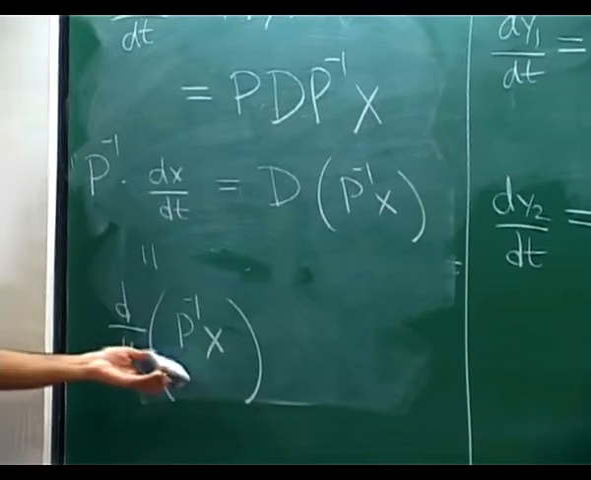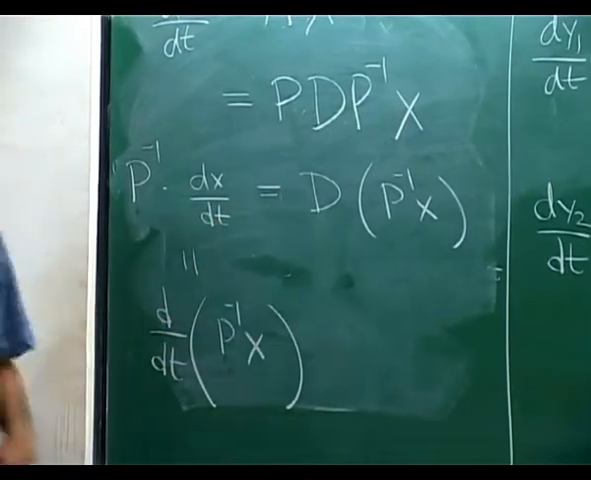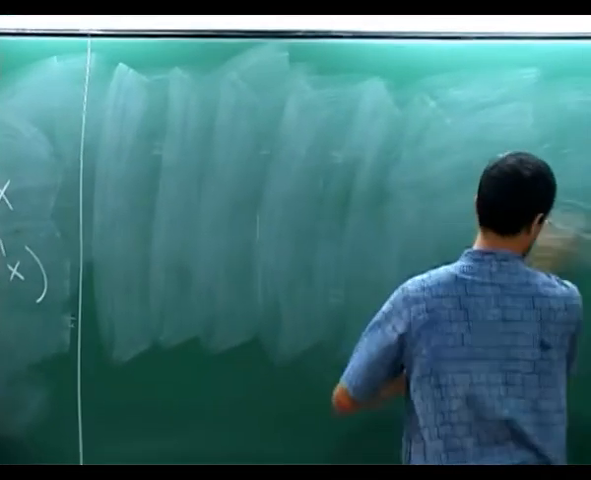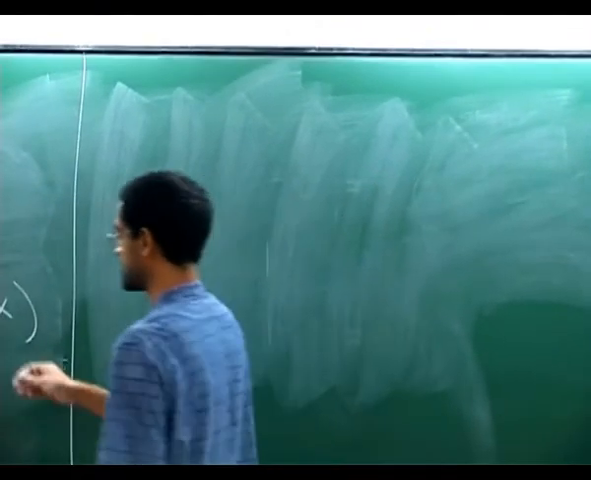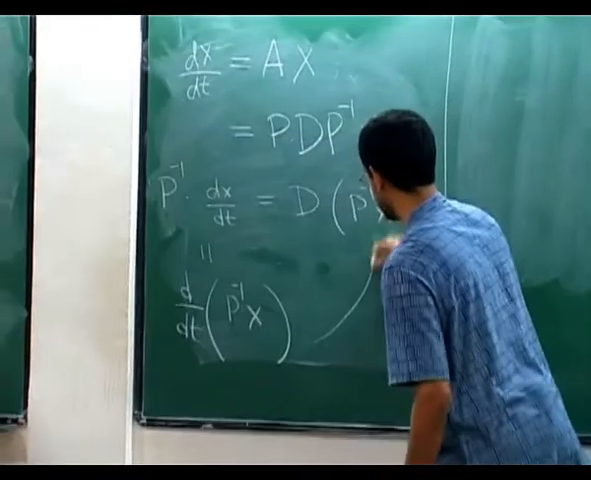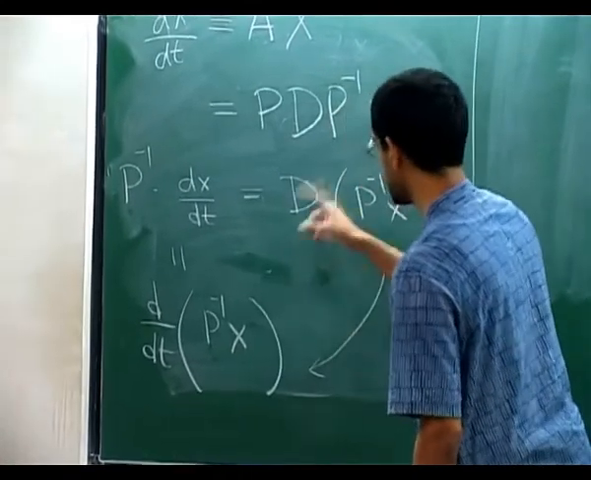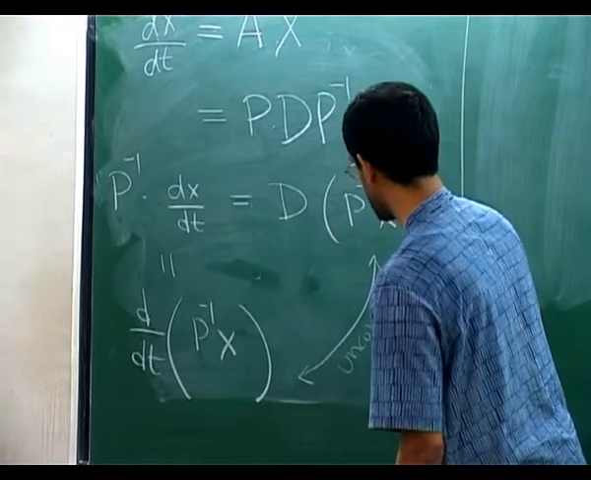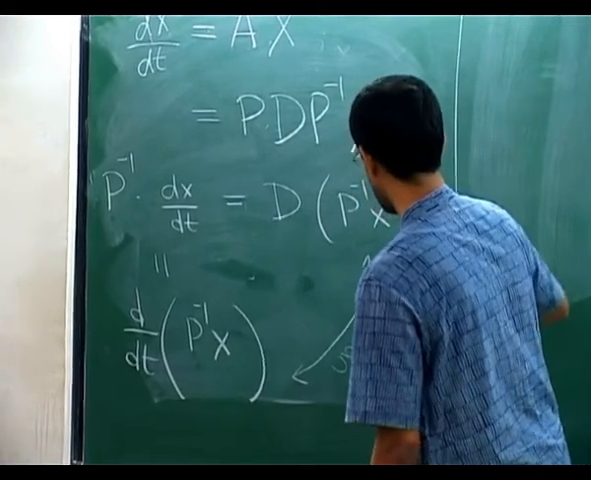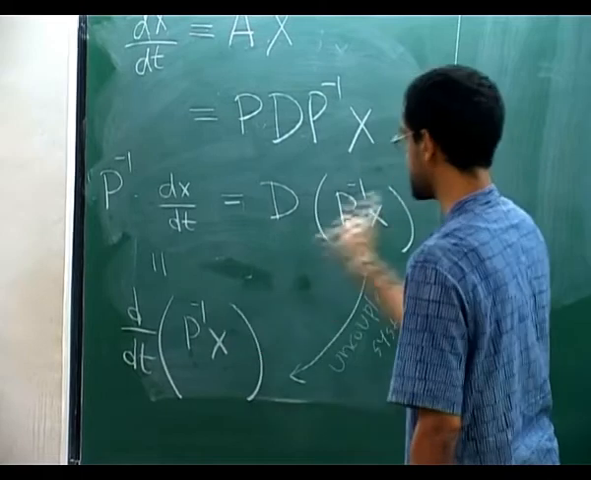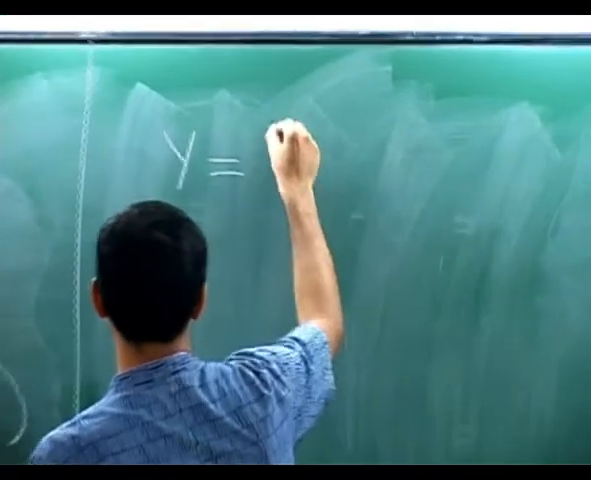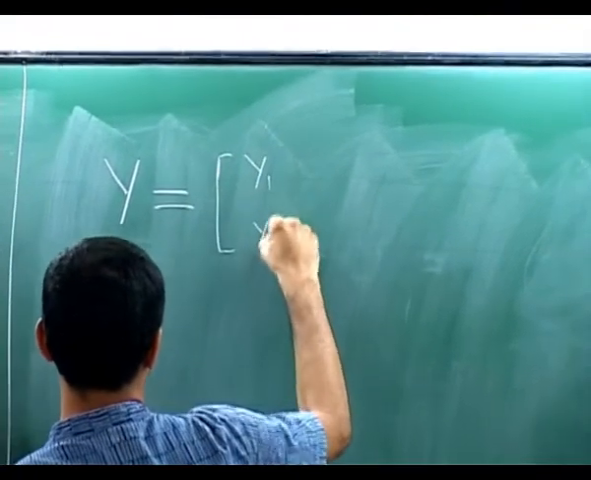Now, why does this look better? Let's now change variables. This is the uncoupling step. As will become clear in a moment, what this has managed to do for us is produce an uncoupled system of equations. What do I mean by that? You look at P inverse X, it appears on both sides of my equation. So I will call that my new vector y. So y again is 2 variables, y1, y2.